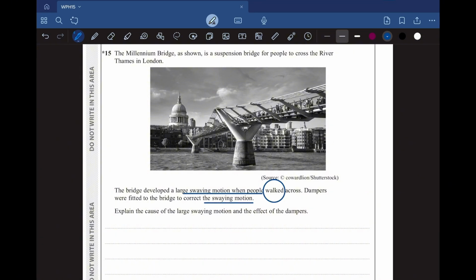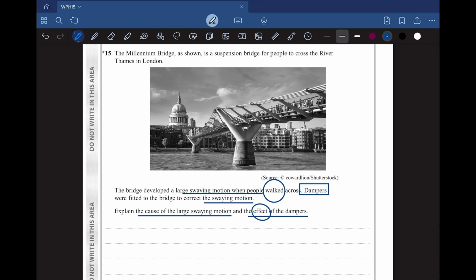We will have to understand the main objective of adding the dampers. The main objective of adding the dampers is that it dissipates the energy by limiting the oscillation of the bridge. Explain the cause of the large swaying motion. So why does a large swaying motion occur, and the effect of the dampers. So what actually do the dampers do.